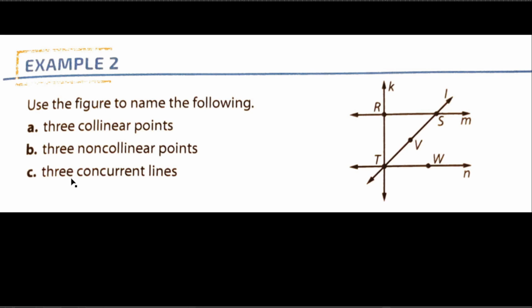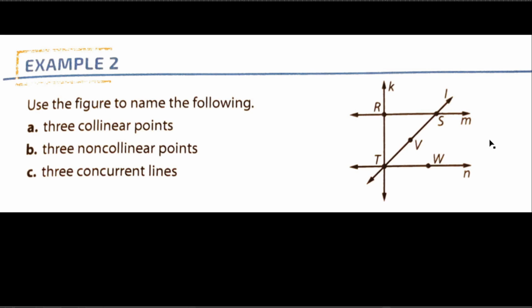So, all right. 3 concurrent lines. What in the world does concurrent mean? We just did the definition. What do you think? Right here. It means lines that intersect at a single point. Okay, so it's basically 3 or more. I guess you could say 2 lines could be concurrent. I don't know. But I would say 3 lines are concurrent if they intersect at the same point.